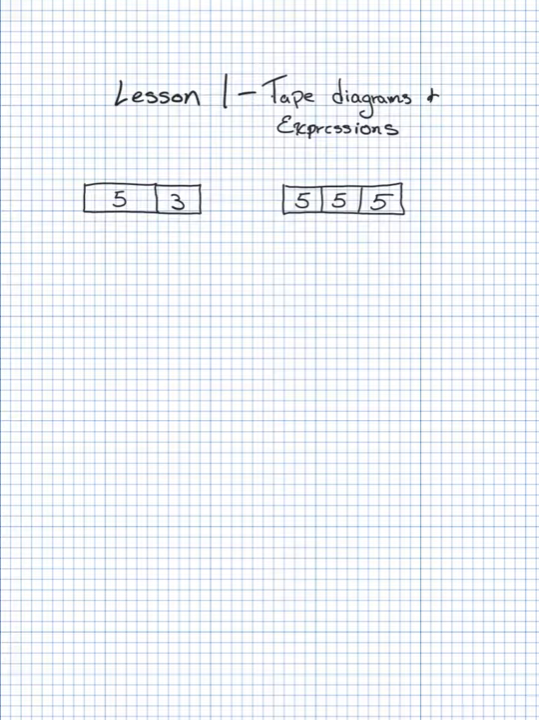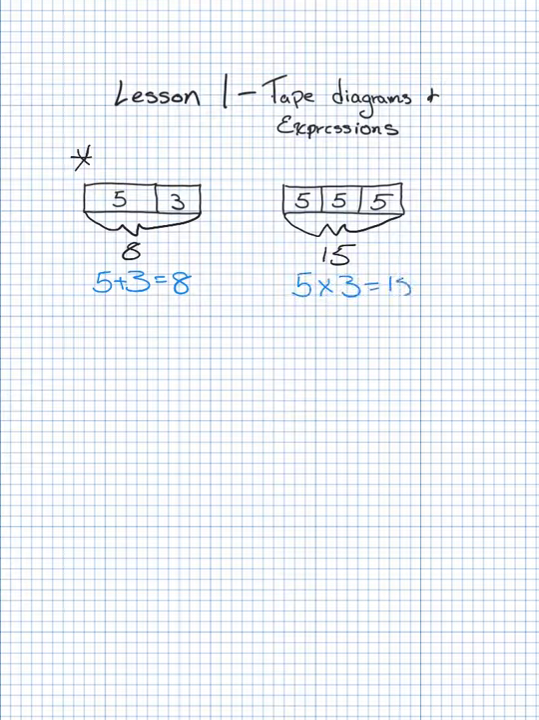So when I'm looking at this, we need to make sure that we understand that this is going to represent 5 plus 3 is equal to 8. And over here, I've got 5 3 times, which would be equal to 15. And so this expression could be the model of 5 times 3 is equal to 15.